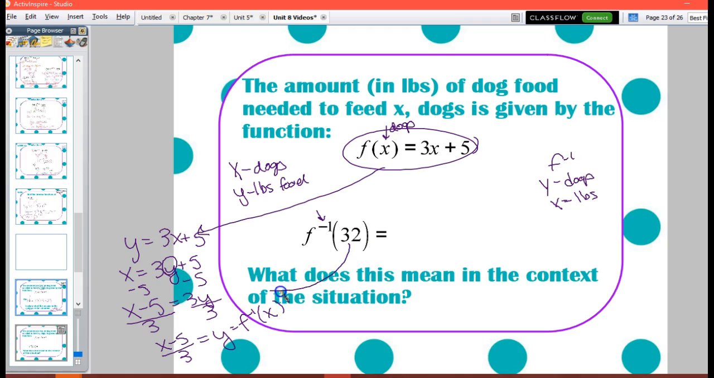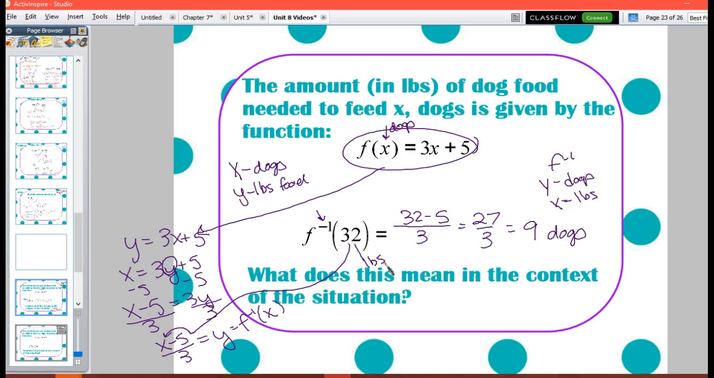So I can put 32 into here, right there, and solve for it. 32 take away 5 over 3 would be 27 over 3, which would be 9. So that would be 9 dogs. So in the context of the situation, 9 dogs would require the 32 pounds of food.